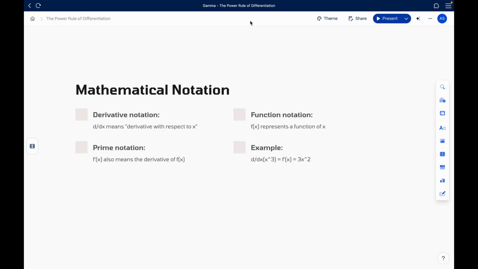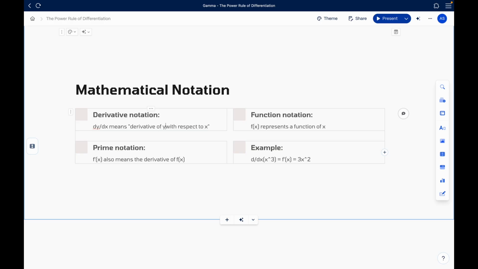Before we go into the power rule itself, we have to learn a little bit of mathematical notation. There are 2 main types of notation for derivatives: derivative notation, which I believe is also called Leibniz notation, and prime notation. Derivative notation, or Leibniz notation, is d over dx. It means derivative with respect to x. So if we have something like dy over dx, this means derivative of y with respect to x, instead of just any derivative with respect to x.